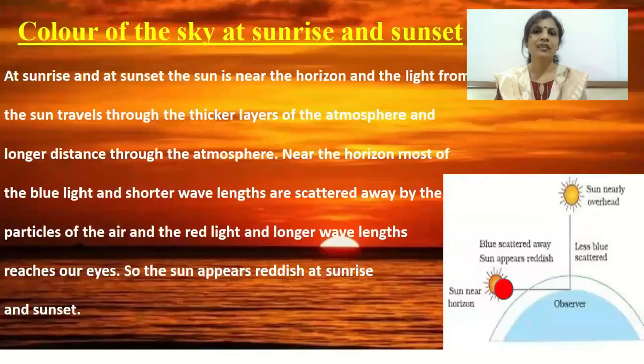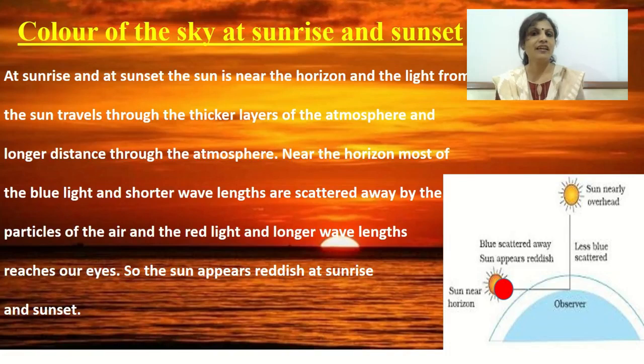Right, children? Now let's understand the reason behind the beautiful red color of the sky and the red color of the sun at the time of sunset and sunrise. So at the time of sunset and sunrise, we observe that the sun and the sky around the sun look reddish and yellowish in color. Now what is the reason for this? The reason is, at the time of sunset and sunrise, the sun is very close to the horizon.